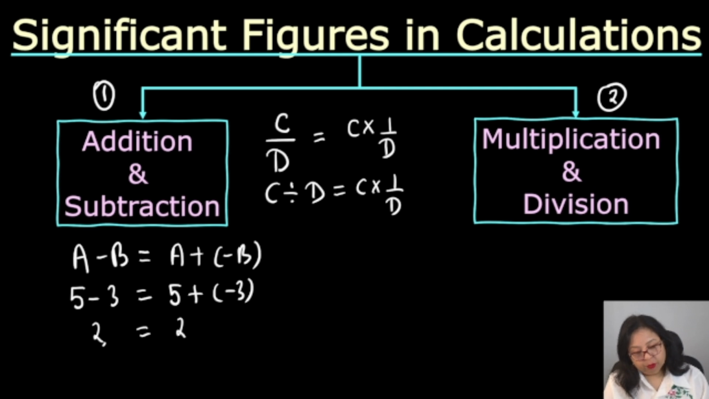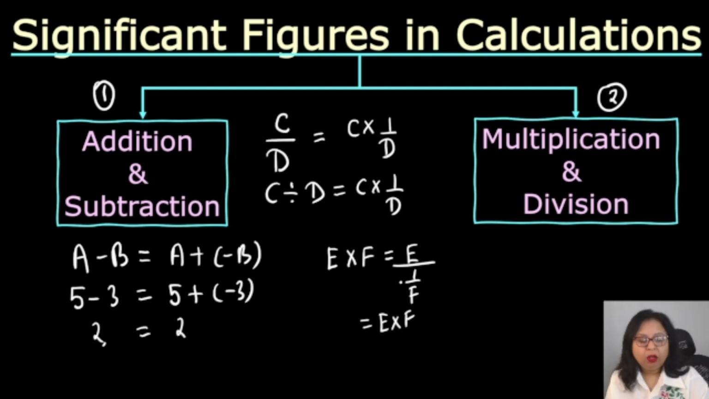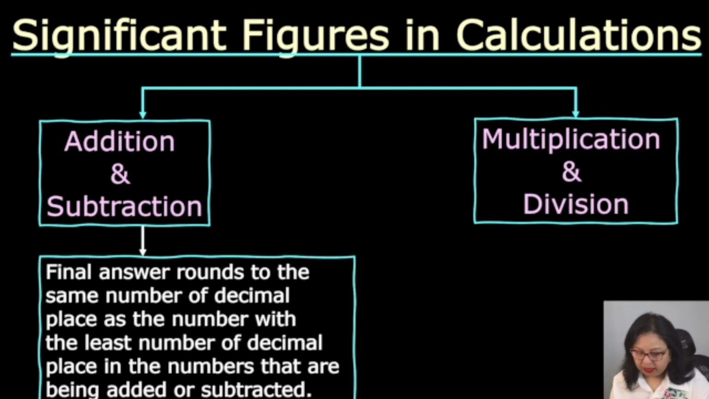So if I were to multiply two numbers, let's call it as e times f. This can be written as e divided by 1 over f, which gives us e times f. So all I'm trying to do is show here that multiplication and division are same operations and addition and subtraction are same operations. Alright, now we have this out of the way. We're going to look at the rules for significant figures for addition and subtraction. So the rule says the final answer should be rounded off to the same number of decimal places as the number with the least number of decimal places that you're adding or subtracting.